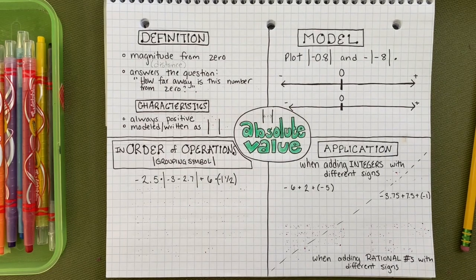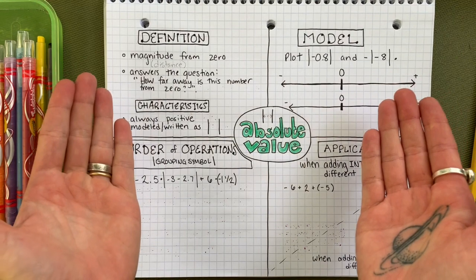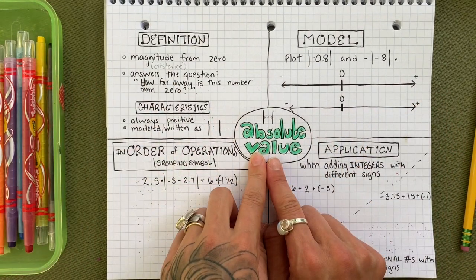Welcome back to Muddy Math, where we take middle school math concepts that are a little muddy and clear them up. Today we're going to talk about absolute value.